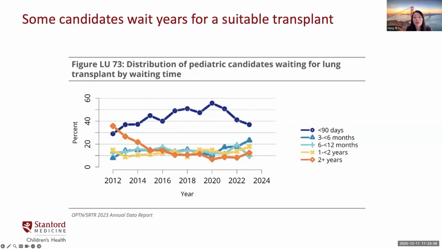And thinking about how long candidates wait for lungs, most patients do get a transplant within 90 days of getting on the wait list. But you can see over time that that proportion is declining and that more and more patients are waiting longer, with some patients on the wait list for years.